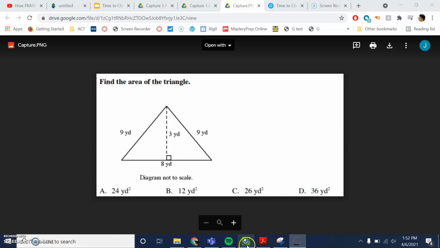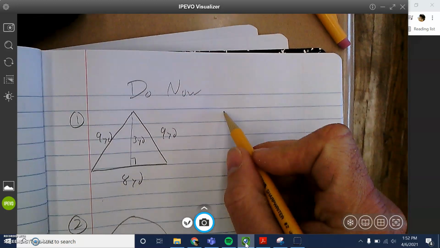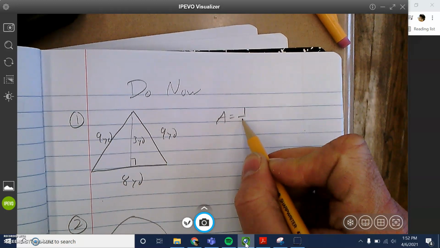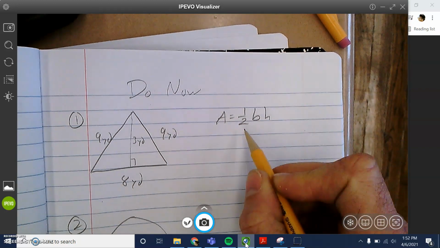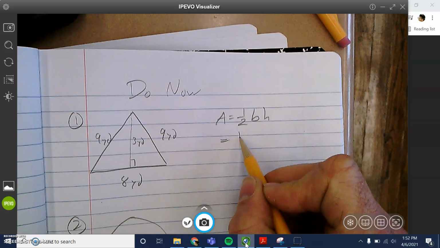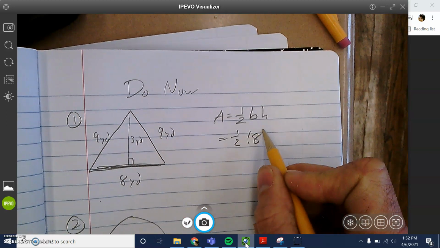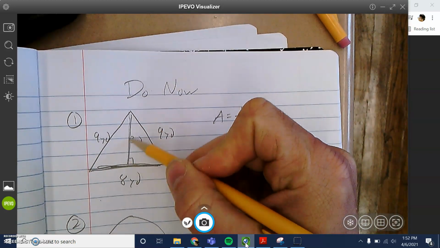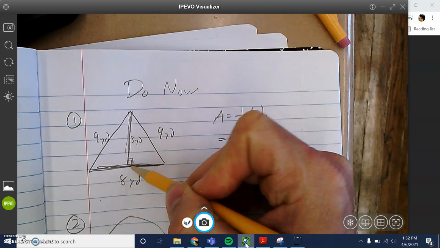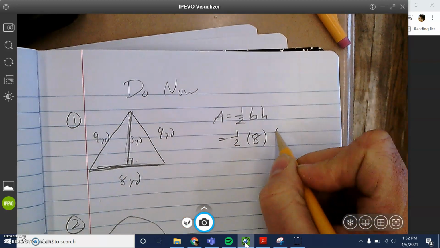All right, let's see how we do it. The area of a triangle, you always write the picture down, and you always write the equation down. 1/2 base times height. So 1/2 times the base. The base is the bottom. 8 times the height. That is this height, which is at a right angle to the base. This is a right angle.